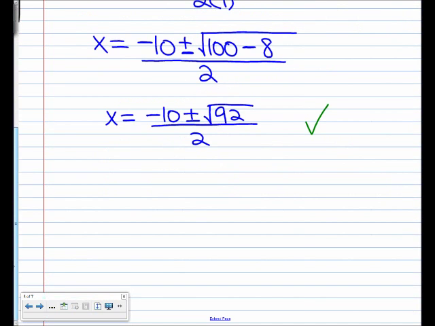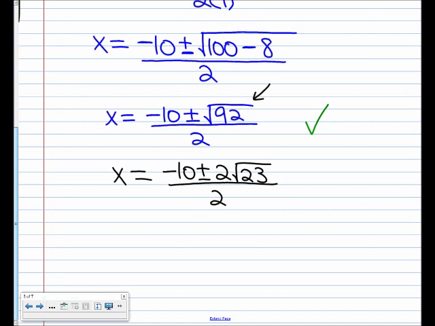Now, if you want to get the actual simplified answer, this is where you're going to need to simplify that square root, right? So this square root of 92 has a perfect square in it. So again, if you have your calculator, it can do it for you. But the square root of 92 has a 4 in it. All right, the factors of 92 are 4 times 23. So that's why we're going to write x equals negative 10 plus or minus, and when you take the 4 out, it becomes 2 times the square root of 23 over 2.